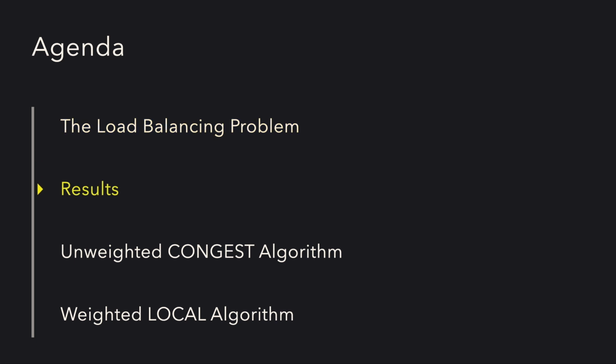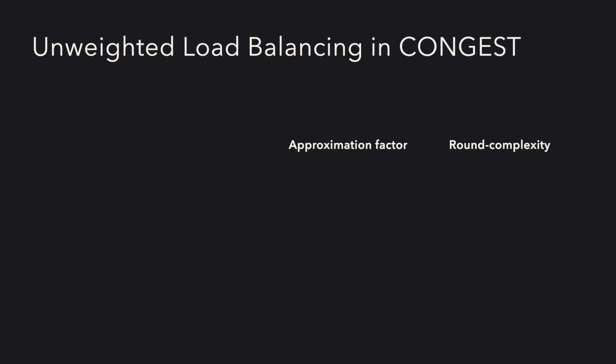Let me now summarize prior work on this problem and our new results. There are two previously known algorithms for approximately solving the unweighted load balancing problem in the CONGEST model. The first, due to Shigrinov, Hanchkoviak, Szymanska, and Varziniak, obtains a 2 approximation in order delta to the 5th rounds, where delta is the maximum degree of the network. In terms of approximation factor, a 2 approximation is essentially the best we could hope for. But because the round complexity depends on the maximum degree, it leaves open the case of non-bounded degree networks.